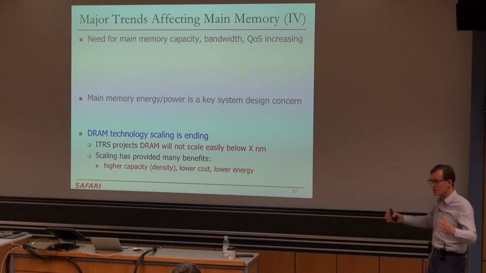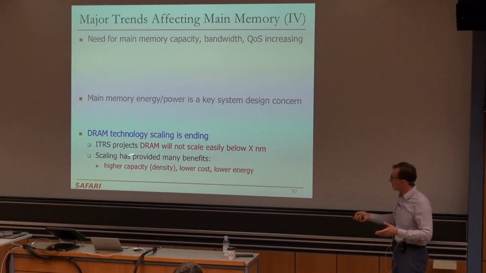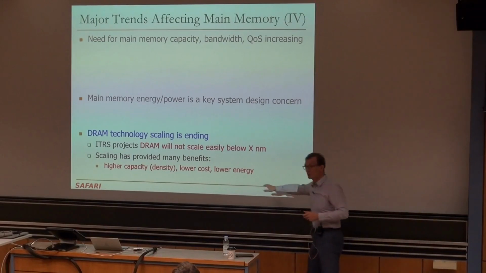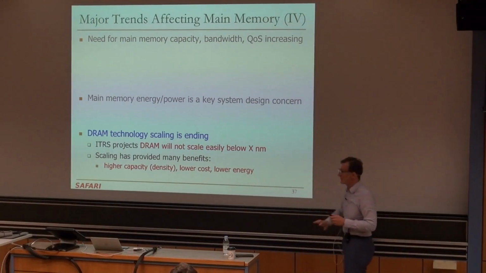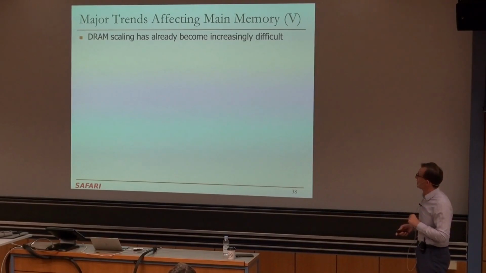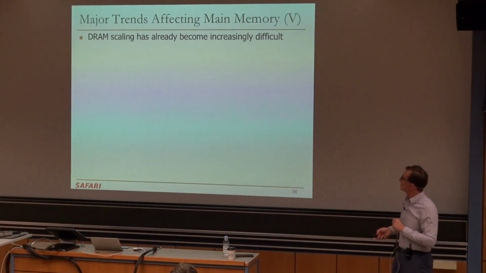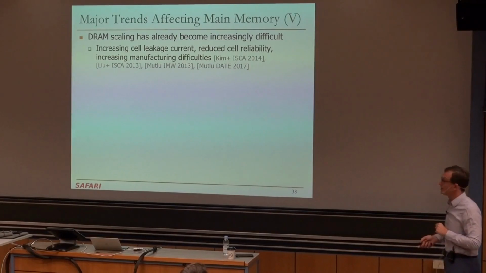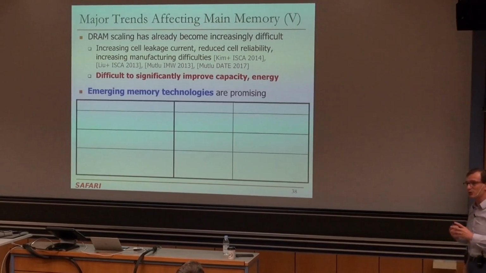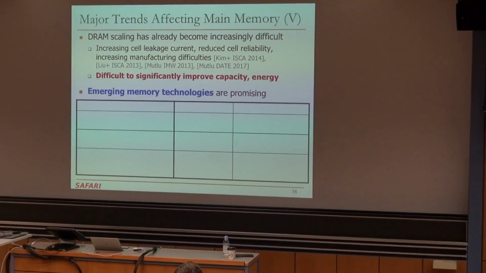So as you reduce the size of the cell, you get a lot of benefits: higher capacity, higher density, lower cost, lower energy, although this is becoming more debatable with the end of Dennard scaling, which we discussed, right? Basically, DRAM scaling has already become increasingly difficult. And we've talked about some of these things. There are a lot of papers that we've written. And as a result, there is proliferation in the memory system design today.